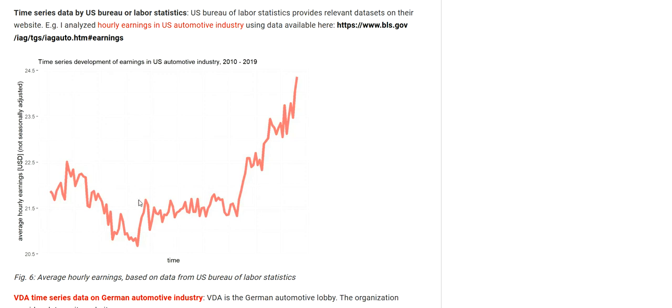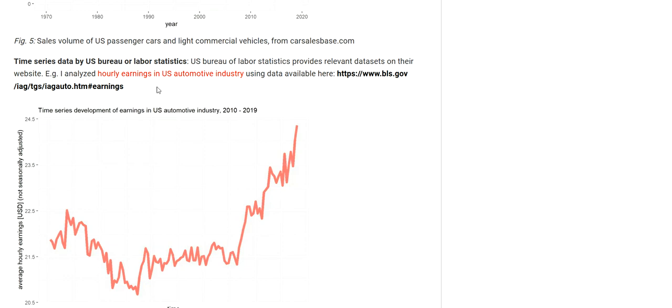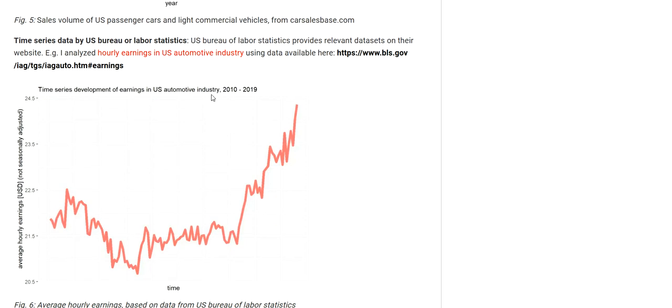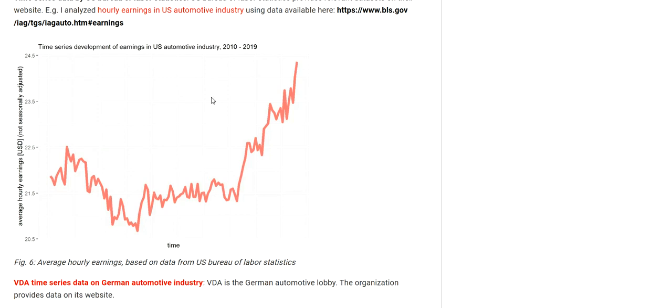So this is, in this case, also time series data. I produced here a simple plot showing the average hourly earnings, not seasonally adjusted and measured in US dollars, for employees in the US automotive industry. If you go to the website that I linked to here, you can also find other data sets related to the automotive industry in the US. If you're interested in economic aspects of the US automotive industry, this will be a very interesting source of data.